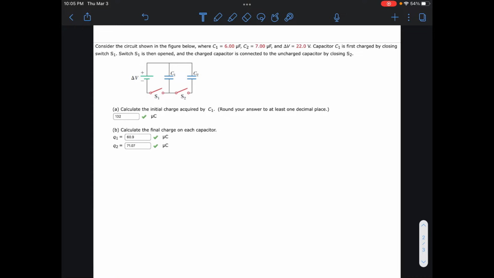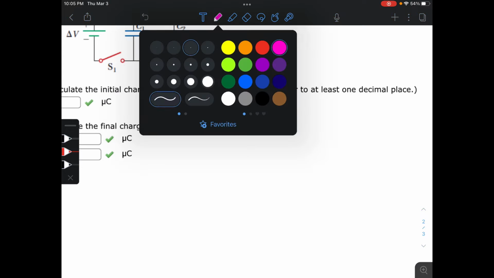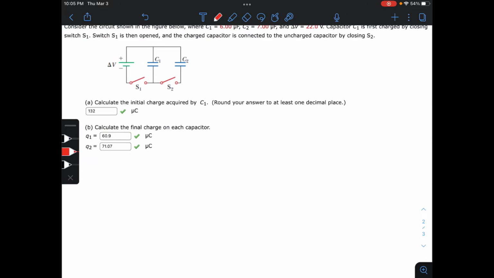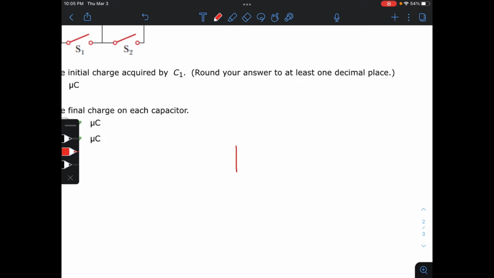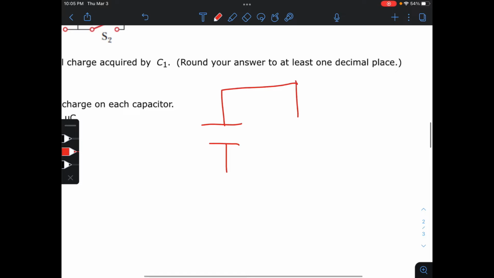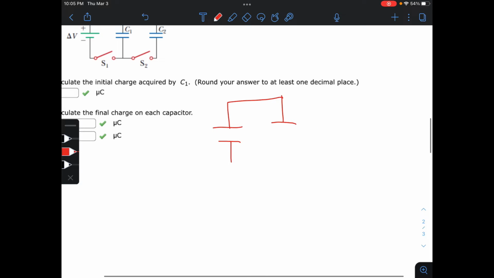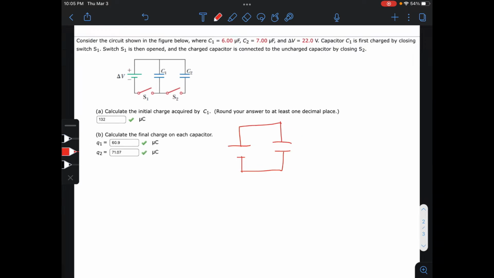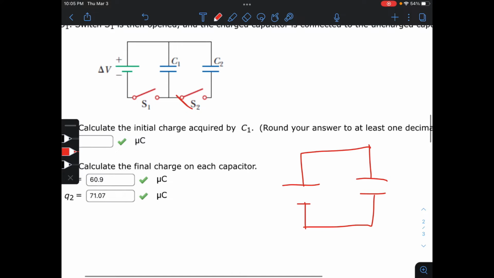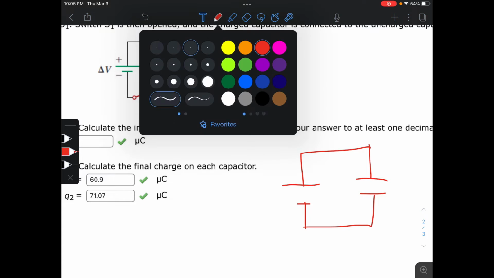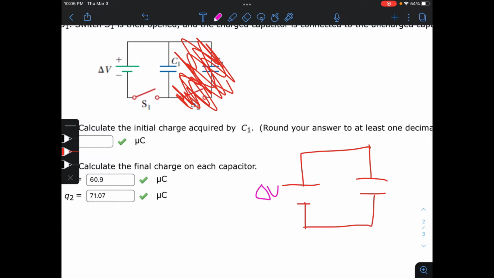Okay, so this is pretty straightforward here. It did say that S2 is closed, therefore our only concern right here, I'll draw it, is, oh shoot, I already messed up. It's this circuit, because this one's closed, therefore charge cannot exist in a state over here. Okay, so this is what we're looking at.